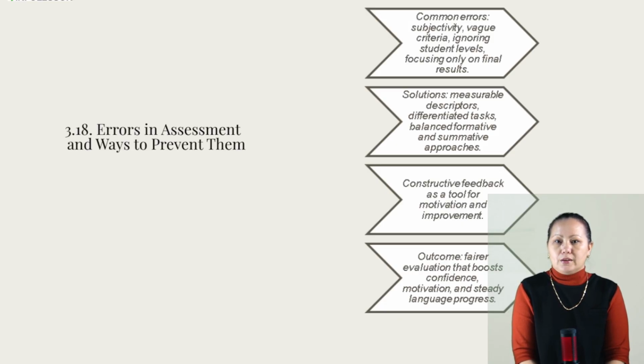The next will be leniency or severity bias. Some teachers consistently give grades that are too high or too low. Prevention. Calibrate assessment with other teachers using sample scripts or benchmark papers. Reflect on grading patterns over time. Rely on objective rubrics and written evidence rather than impressions.